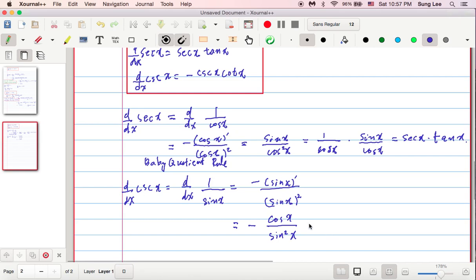And this can be written as negative 1 over sine of x times cosine of x over sine of x. And 1 over sine is cosecant x, so negative cosecant of x times cosine over sine, which is cotangent. So we are done, right?